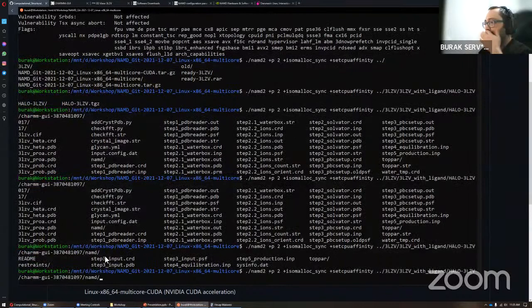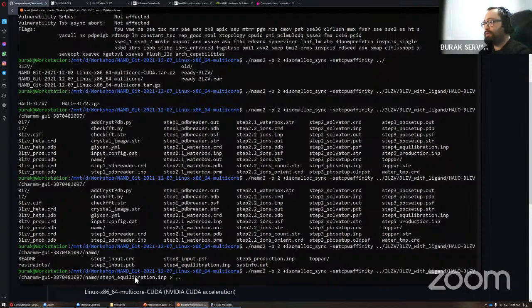Now you can see we have step 4. Where is step 4? Okay, step 4 equilibration input file. So we should call this config file for NAMD2. Now I want to type here the larger than symbol. That means we need a log file for this process.